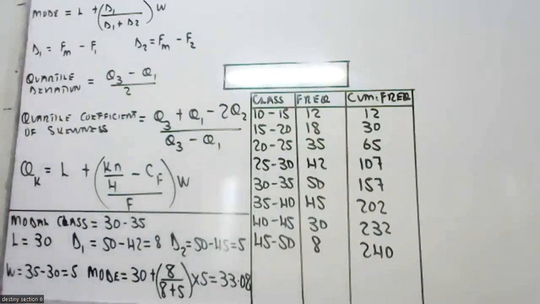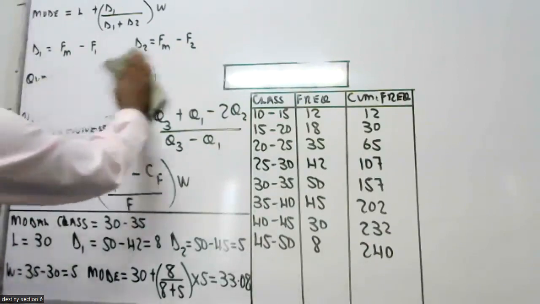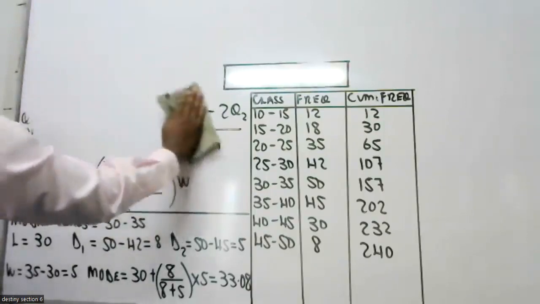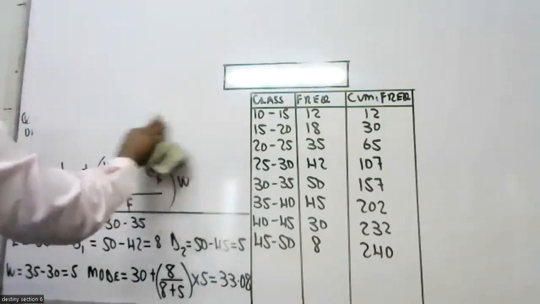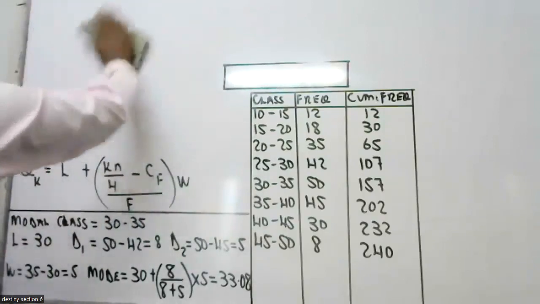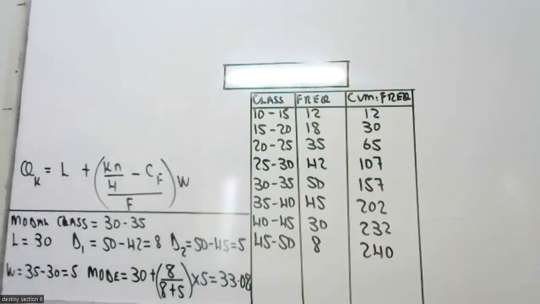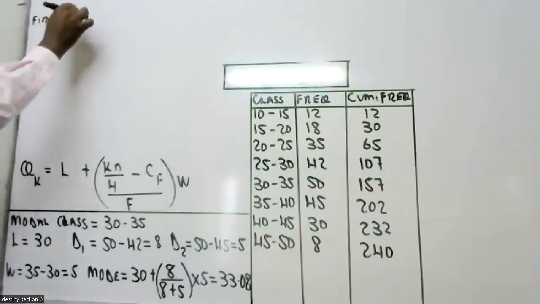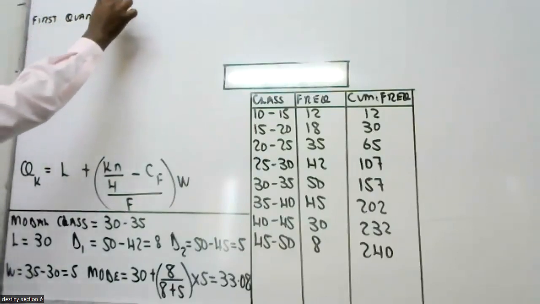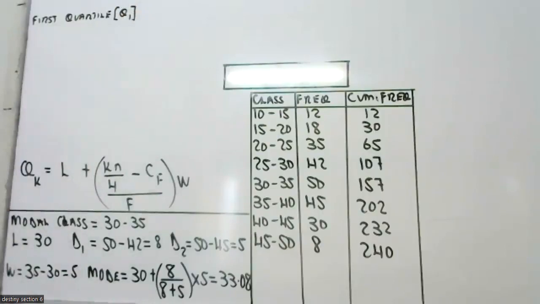Now for the others, we need to get the Qs. We need to get Q1, Q2, Q3. If we are using this formula, first quartile, now computing the first quartile, that is Q1.